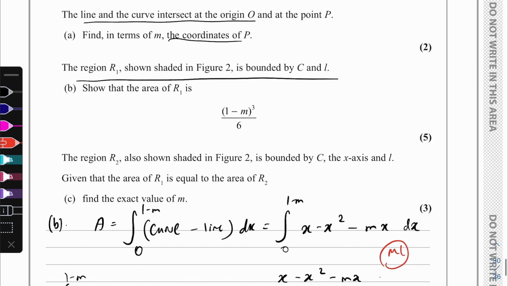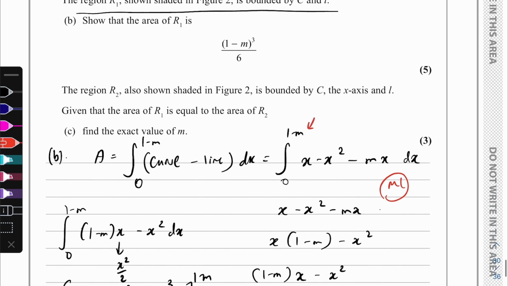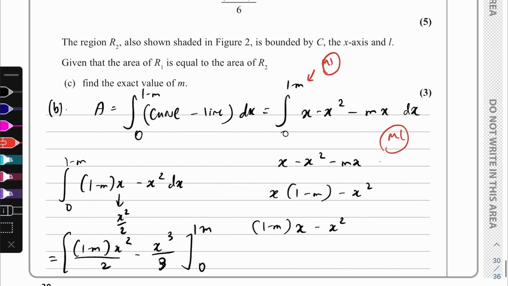So we have one more to remember. The limit for P, that is M1. And just one mark for remembering that it's curve minus line. And this mark is actually for collating the terms and making sure 1 minus m is reached there somehow. All right, let's look at part C.